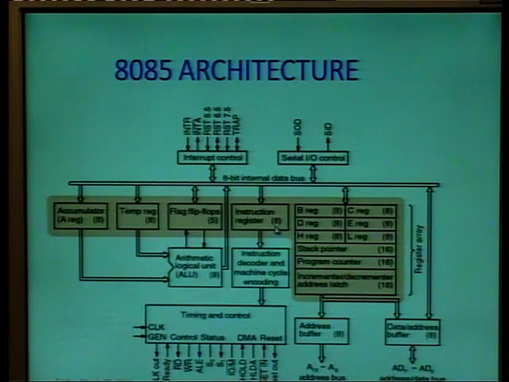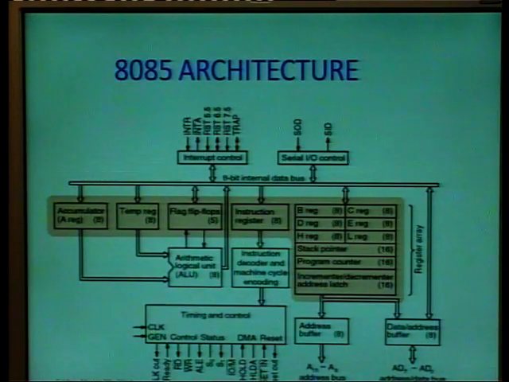And then the instruction register. The instruction which is fetched from the memory is first transferred to the IR, which is an 8-bit register. Here the instruction will be decoded, and accordingly the output of the decoder will go to the timing and control unit, which will generate the appropriate timing and control signals for the execution of the instructions. The arithmetic logic unit can perform operations over 8-bit data.